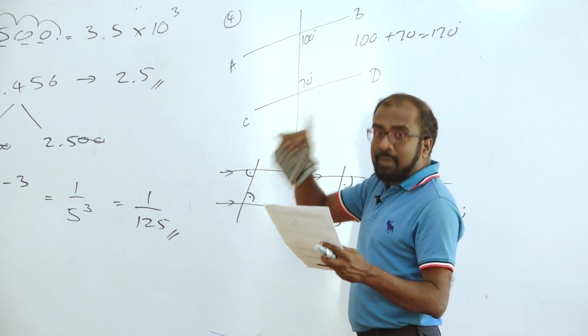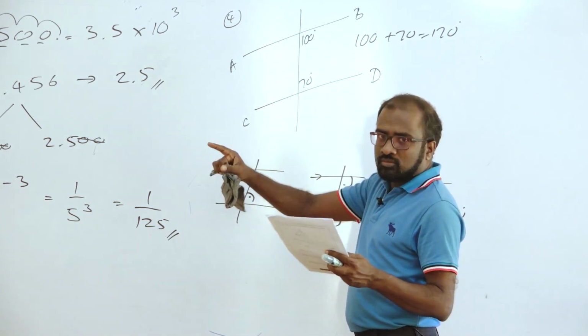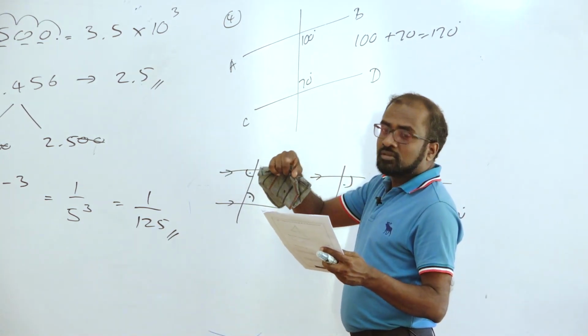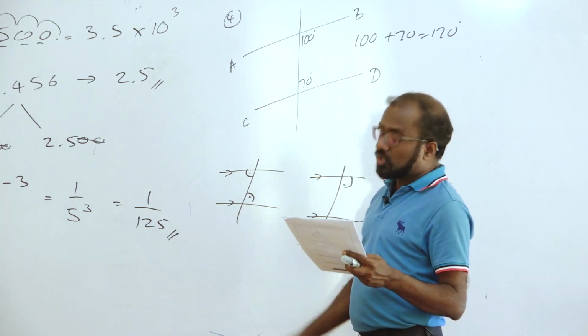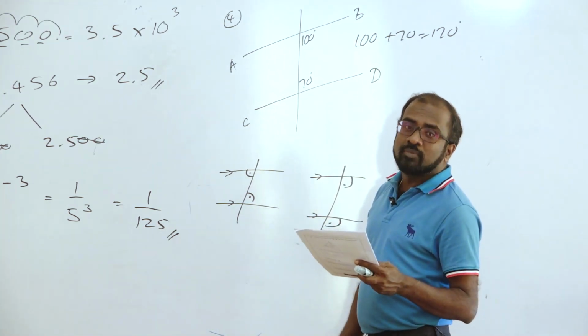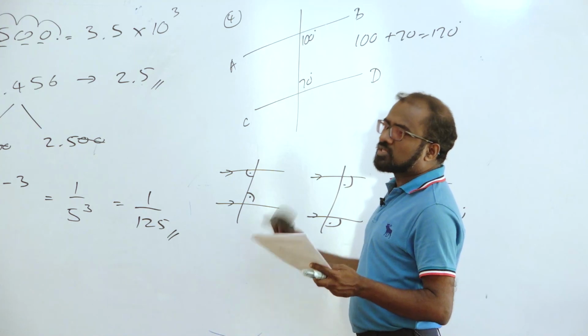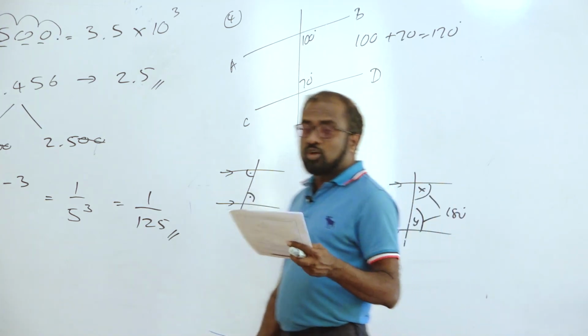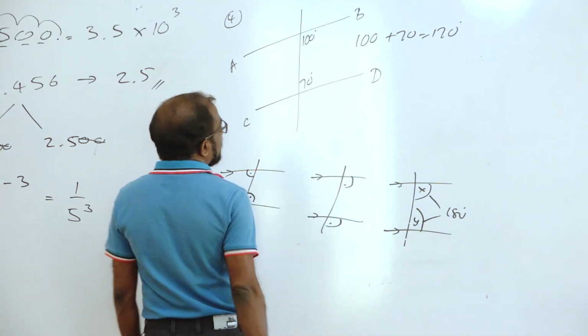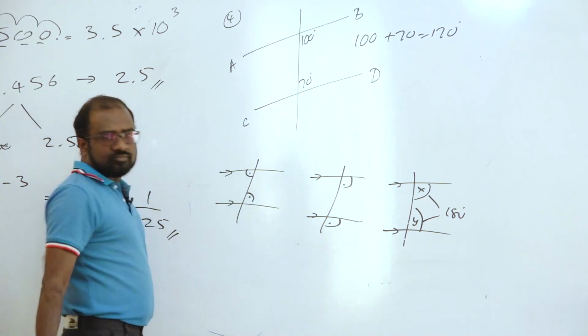Is AB and CD parallel? The answer is no. Reason: allied angles are not supplementary. Therefore, AB and CD are not parallel. That's how you should write the answer. So that is a direct theorem.